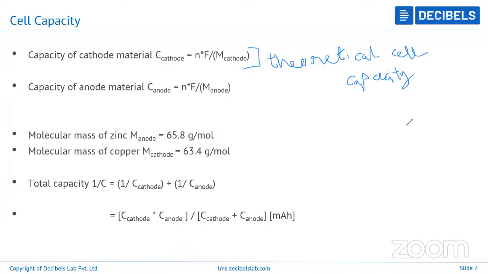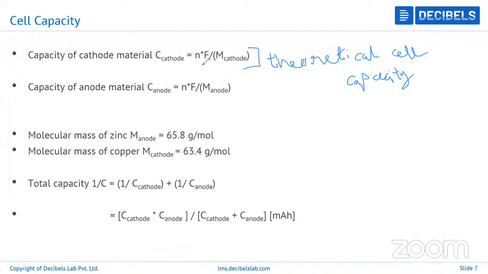And why exactly is this called theoretical cell capacity? Because it does not account for the mass contributed by the additives, the binders, the separators, and some amount of electrolyte material being gelled into the cathode and anode, and also some of the other components of the cell, like the current collector and as such. That is why this is called theoretical cell capacity. It is only a theoretical value and not the actual value. We will calculate it by using this simple equation.